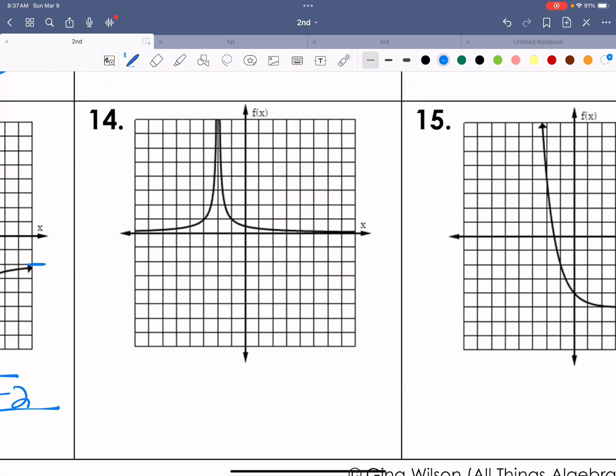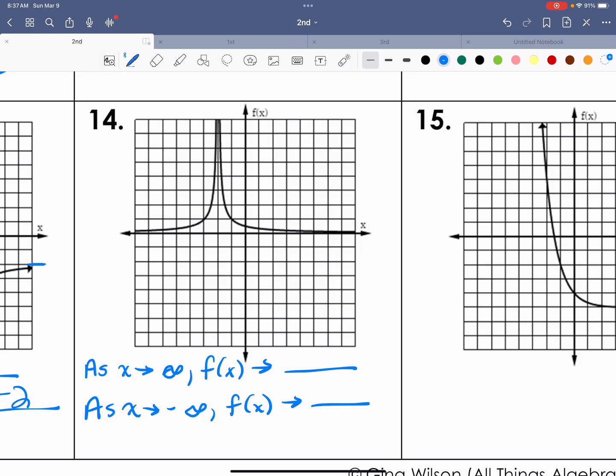Okay, let's look at number 14, and let's get this one set up. As x approaches infinity, f of x approaches blank. As x approaches negative infinity, f of x approaches blank. So let's see, as my x goes to the right, what happens to my graph? Well, it goes down, but it approaches, it never crosses the 0. Okay, as we're going the other direction, what's happening? Same thing. It's going to approach 0, but never cross it.